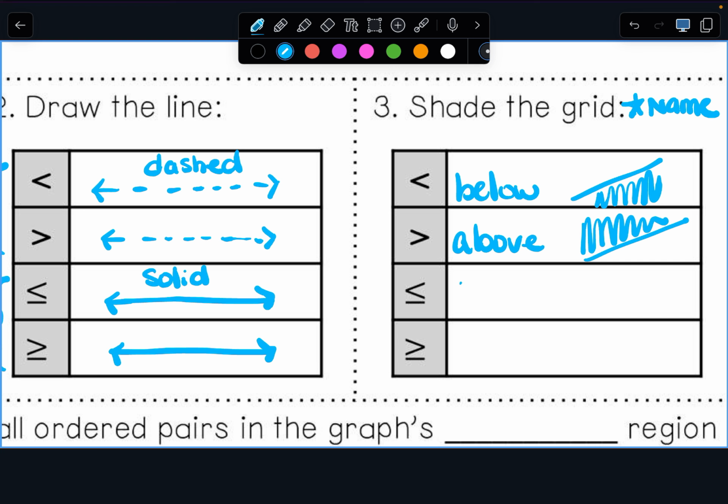Okay? Next one is less than or equal to. You shade below, and above. All of that part is just review.